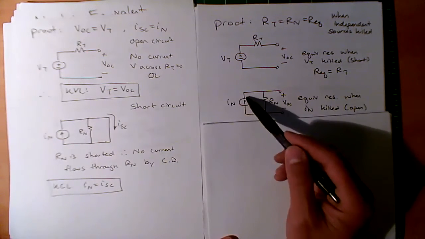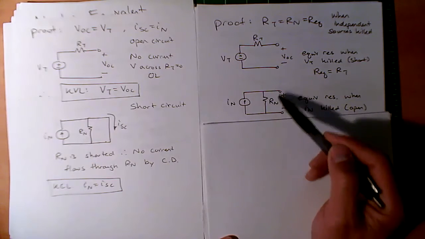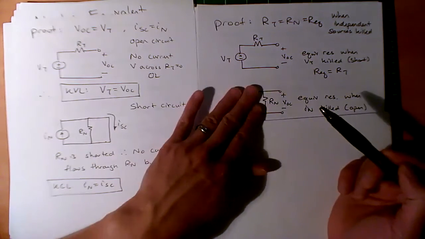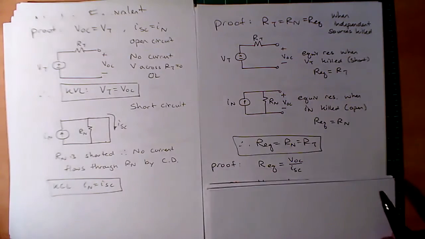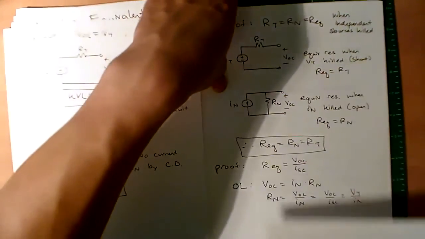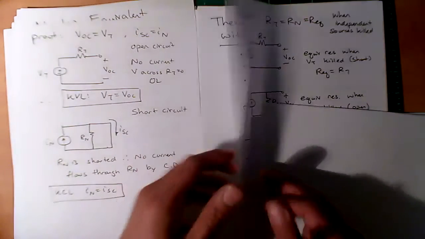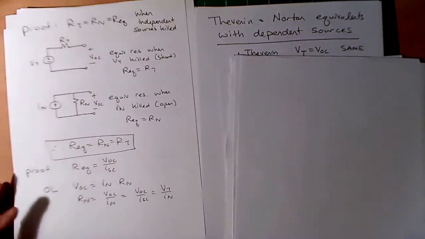If we kill this one and make an open, sure, RN is the resistance you would see between those two terminals, because this is an open and this is a short, right? When you kill it and solve for the RT, right? Okay, all right. So let's keep going, moving here.